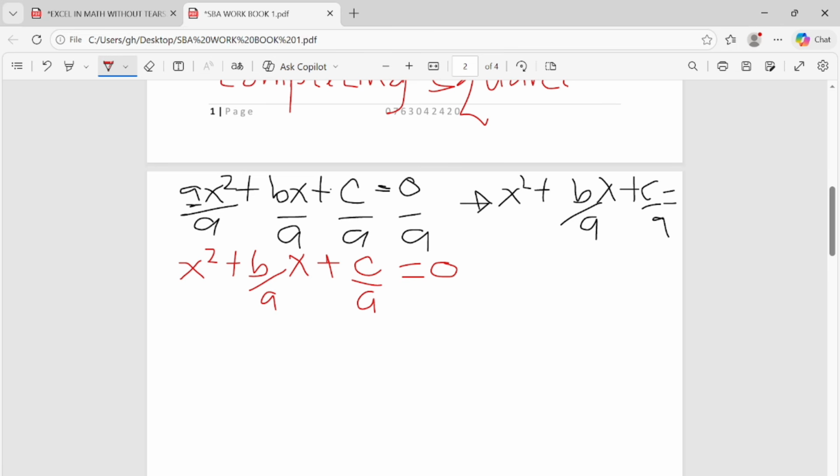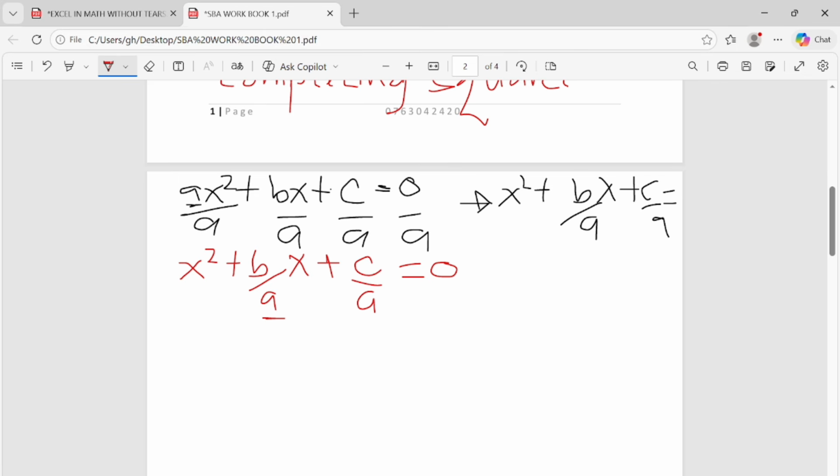It is to look at the coefficient of the x without the square. So this is the coefficient b out of a. What do we do with that coefficient of x? We always divide it by 2. You can say divide it by 2 or multiply it by a half. It is literally the same thing. Multiplying by a half and dividing by 2 is the same thing.